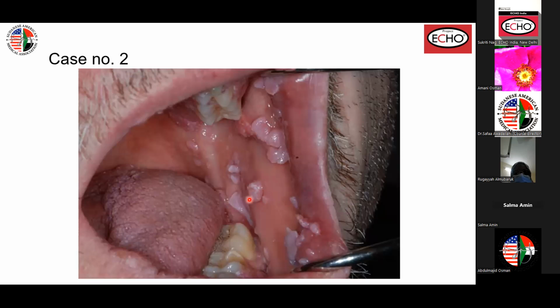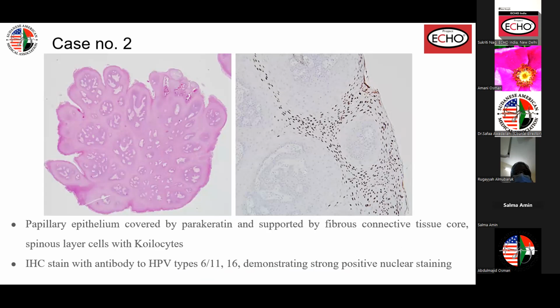So the lesions were taken out for histological examination, and the histological examination showed this picture. Here we have an H&E stained lesion zoomed out, so you can see it under small magnification. It shows papillary epithelium covered with parakeratin, supported by a fibrous connective tissue core, which you can see with the light color in the middle of the lesion here. And the spinous layer contains, you can't see it here, but it contains coilocytes. Coilocytes refers to virally infected cells.